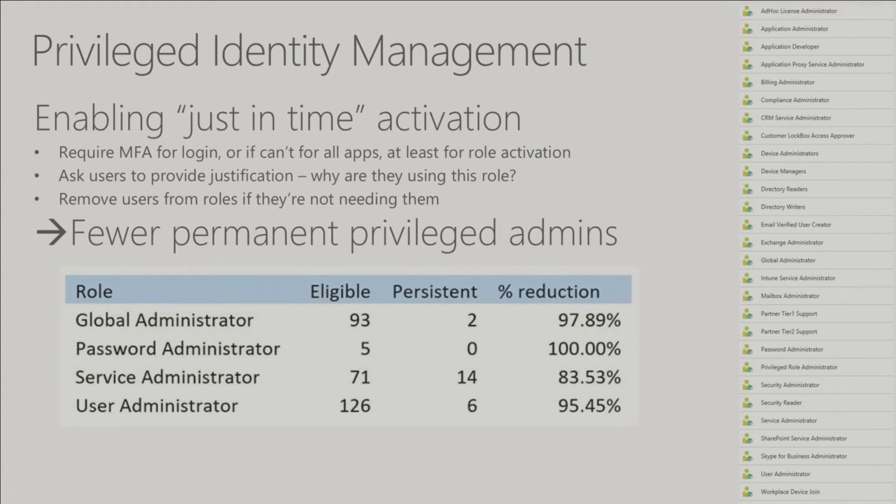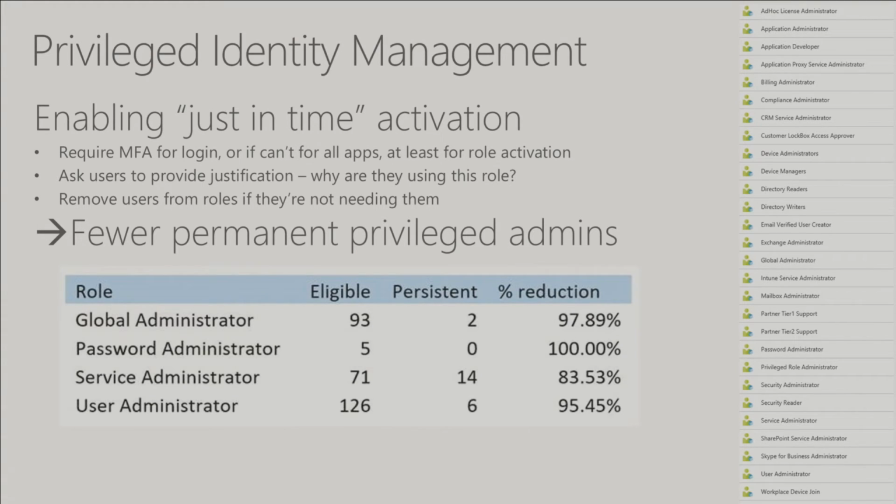And then finally, if you convert users to be eligible, then you'll see who's never used their role, who never activated their role. They were eligible for global admin. They never activated it. It was 3 months, 6 months. You'll get an alert. You'll get that list of users. And then you can go and take them out of the role because they haven't used it. They didn't need those privileges.